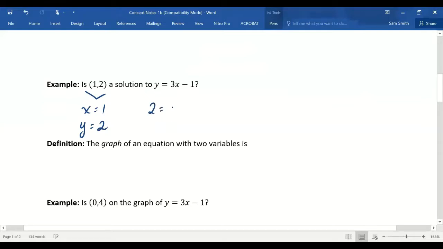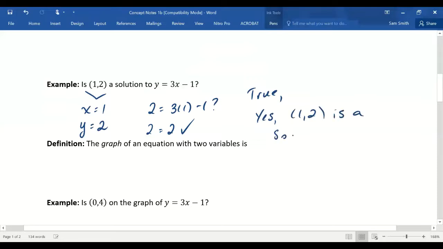Is 2 equal to 3 times 1 take away 1? This turns out to be a true statement. So my answer to this question would be yes. 1, 2 is a solution.